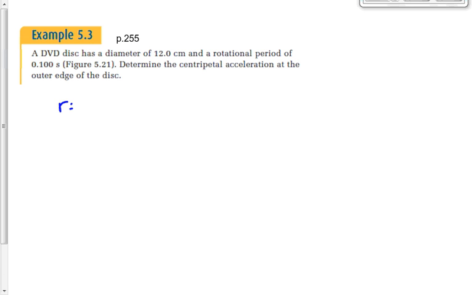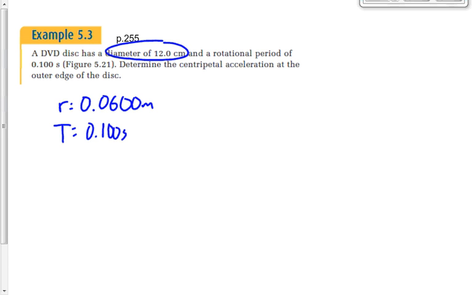What's the radius? 6 centimeters. Good. We have a diameter of 12 centimeters. That's not what we want. We want the radius. 6 centimeters, or 0.0600 meters. We have a period here of 0.100 seconds, and we want to find the acceleration. The centripetal acceleration we know is equal to v squared over r, but unfortunately we don't have v. We've done enough physics this year so far that we know where we're going with this, right?